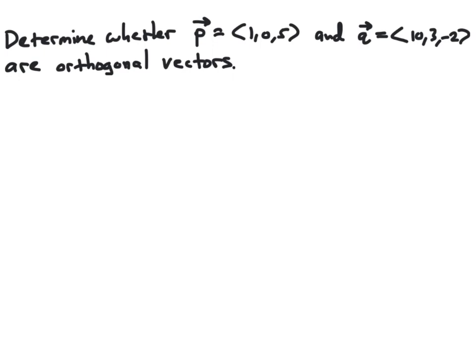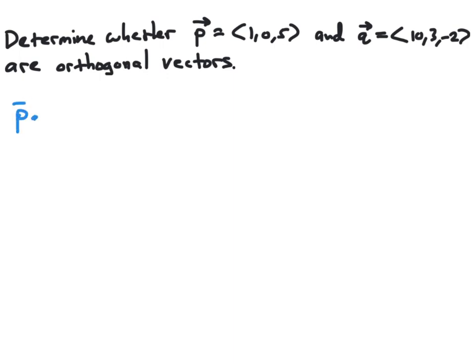In this example, we want to determine whether P, the vector with components 1, 0, 5, and Q, the vector with components 10, 3, negative 2, are orthogonal vectors. We'll do this by computing the dot product of P and Q. If the dot product of P and Q is equal to 0, then we know that the vectors are orthogonal. However, if the dot product of P and Q is any number other than 0, then we know the vectors are not orthogonal.